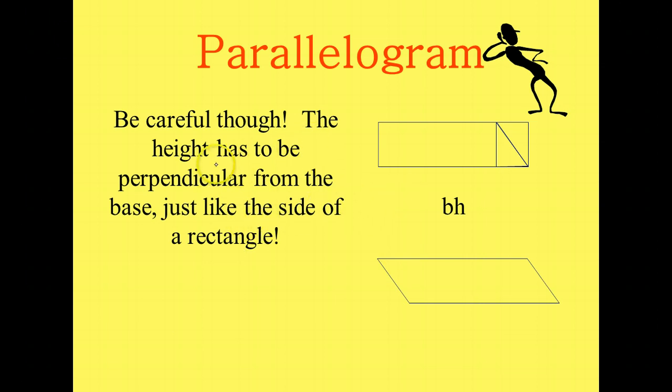So be careful, the height has to be perpendicular to the base, just like the side of a rectangle. So we want to make sure we get the actual height, not the slant height, the line that is going straight down. And one thing you need to remember is that the height is perpendicular to the base.